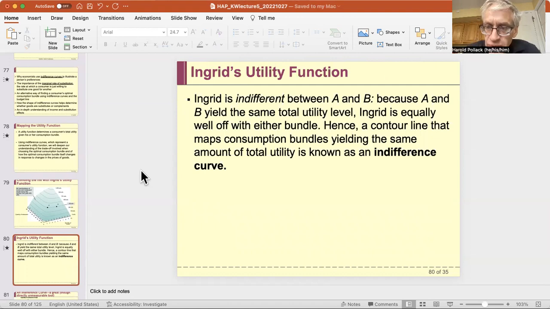So Ingrid is indifferent between A and B because they're on that same indifference curve. They get the same utility level. So that's really what the indifference curves are trying to capture. Okay. So I don't care where I am along the hill if I'm the same height, if the height is how many utils I have.